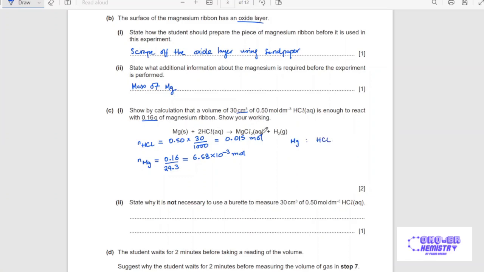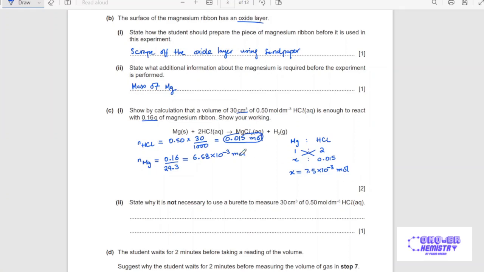Now, according to the equation, 1 mole of Mg reacts with 2 moles of HCl. Now, I'm going to use the moles of HCl over here, 0.015. And according to this ratio, I will try to find the moles of magnesium that are required to react with this much HCl. So I will do a cross multiplication, and so X turns out to be 7.5 × 10^-3 moles. That's the amount of magnesium that would react completely with the HCl.